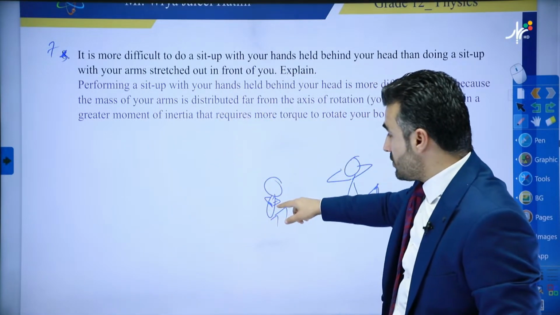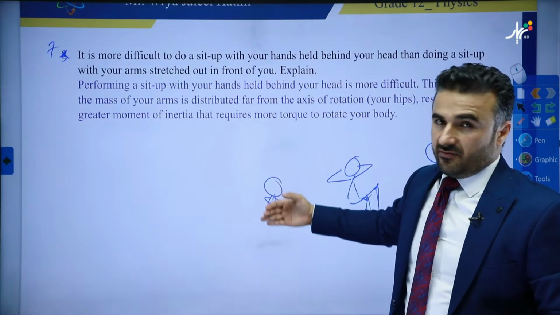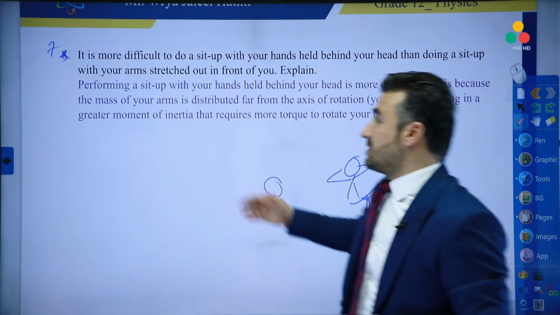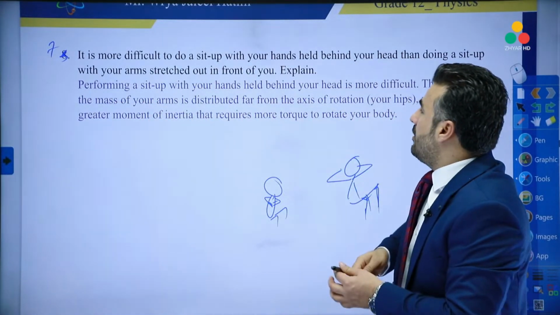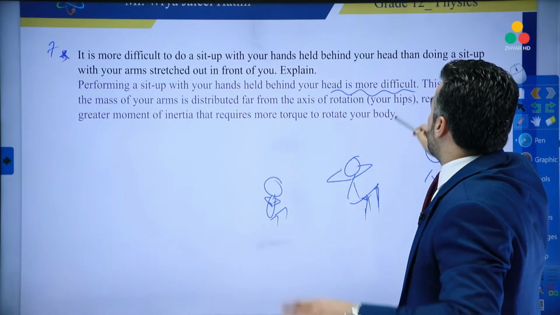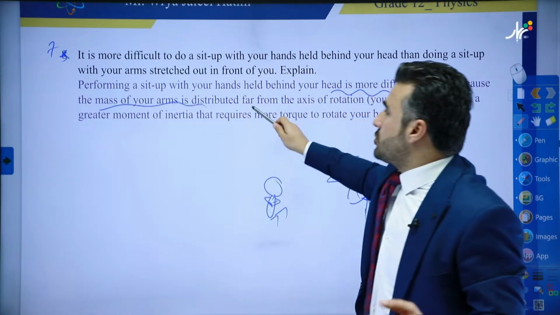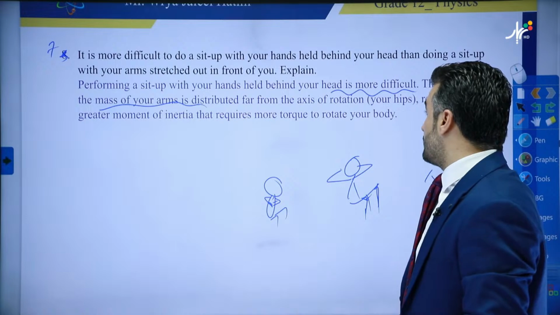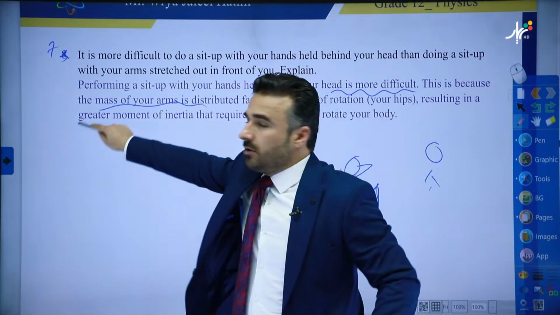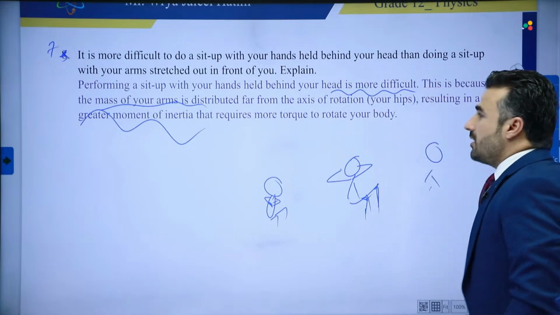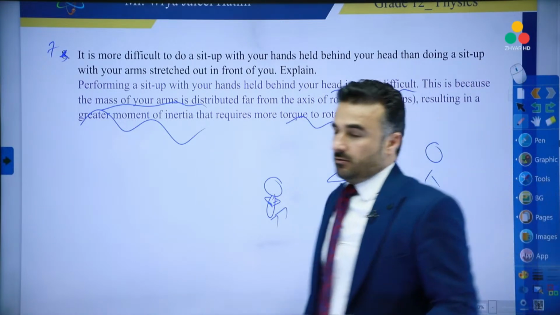But once your arms are close here, so the masses are closer to the axis of rotation, less torque would be needed. So the answer to this would be: performing a sit-up with your hands held behind your head is more difficult. Why? Because the mass of your arms is distributed far from the axis of rotation, which is your hip in this case, resulting in a greater moment of inertia. And a greater moment of inertia requires a bigger torque to rotate your body.